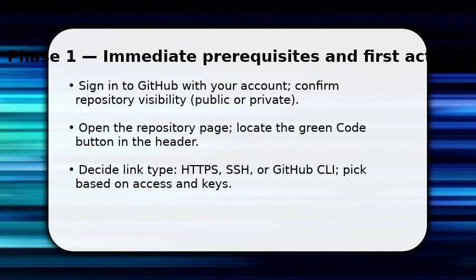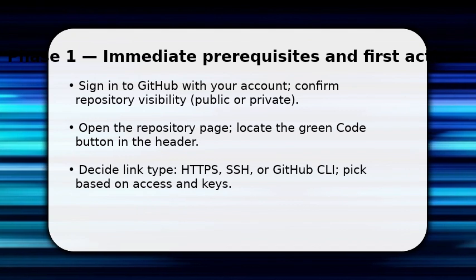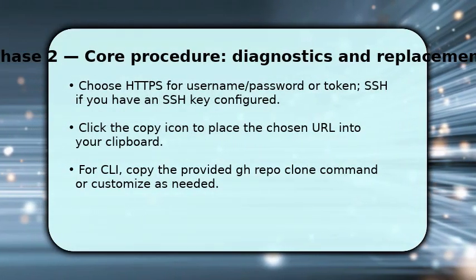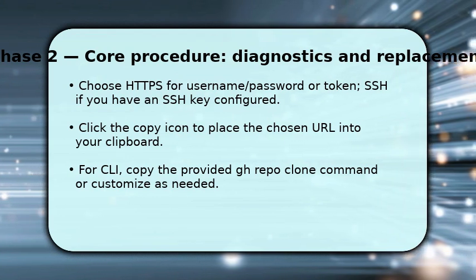Make sure to choose the format that matches your workflow. Use HTTPS for simplicity, SSH if you have keys, or the GitHub CLI option for scripted installs. Once the dropdown is visible, pick the right link format and understand why. HTTPS uses credentials or tokens, while SSH relies on your local key pair.